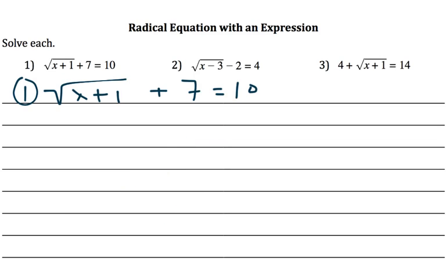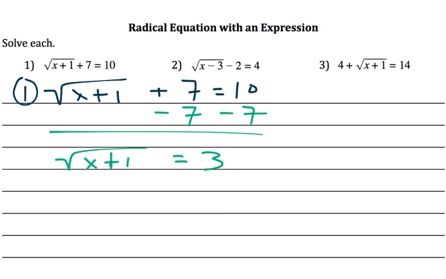Okay, just like when you used to solve something like y plus 7 equals 10, all you would do is subtract 7 to get closer to getting the variable by itself. Square root of x plus 1 is equal to 3. If I get rid of that, then I'll have the x plus 1 equals 9. Subtract 1 from both sides, and x will be 8.